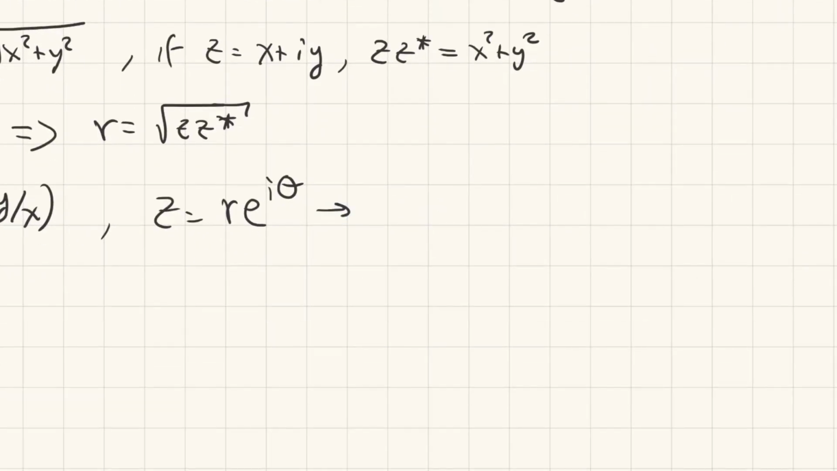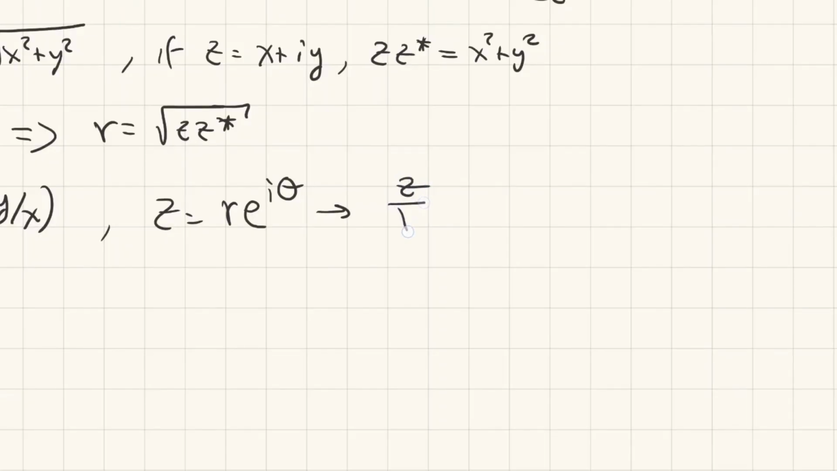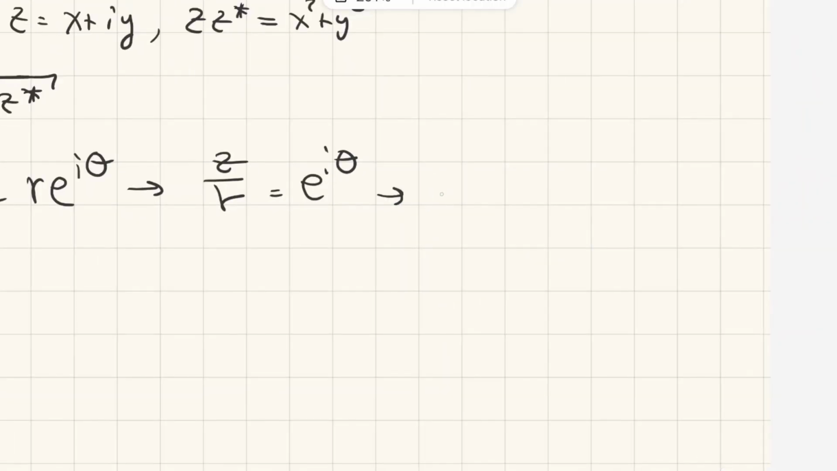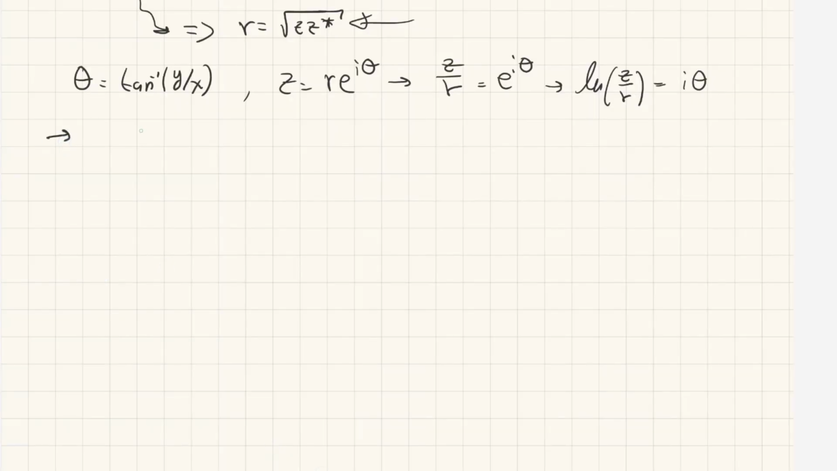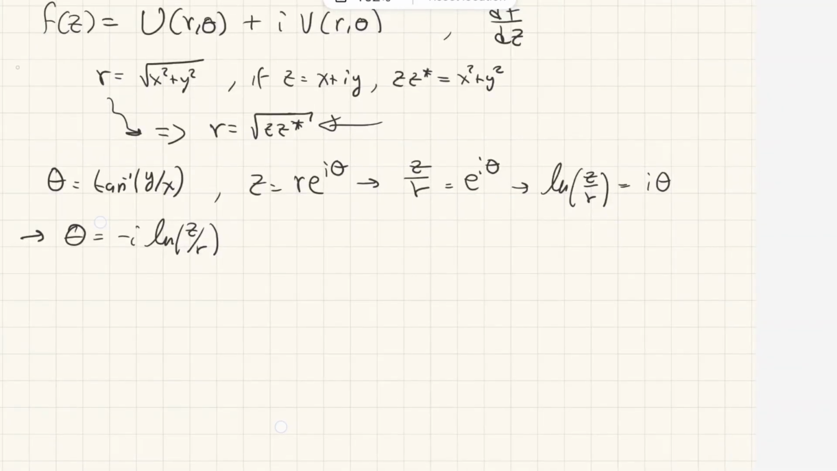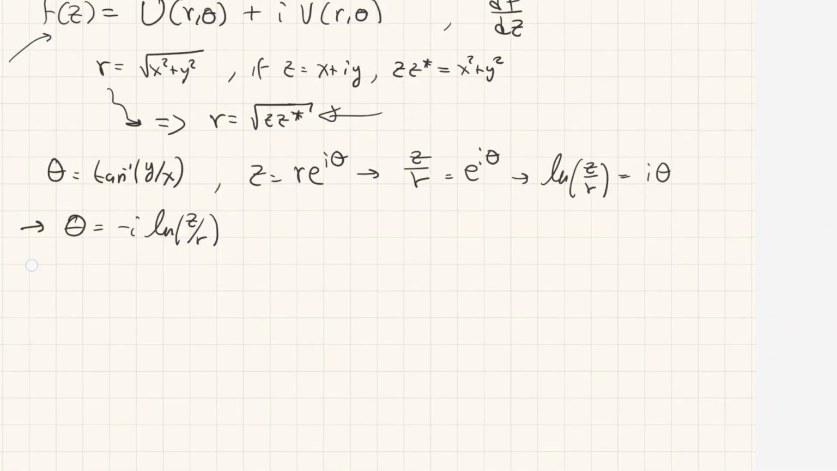So from here we can see that z divided by r is equal to e^(i theta). And then if we take the natural log on both sides, we get that the natural log of z divided by r is equal to i theta. Okay, and so from here we get that theta is equal to negative i, the natural log of z divided by r. Okay, perfect.